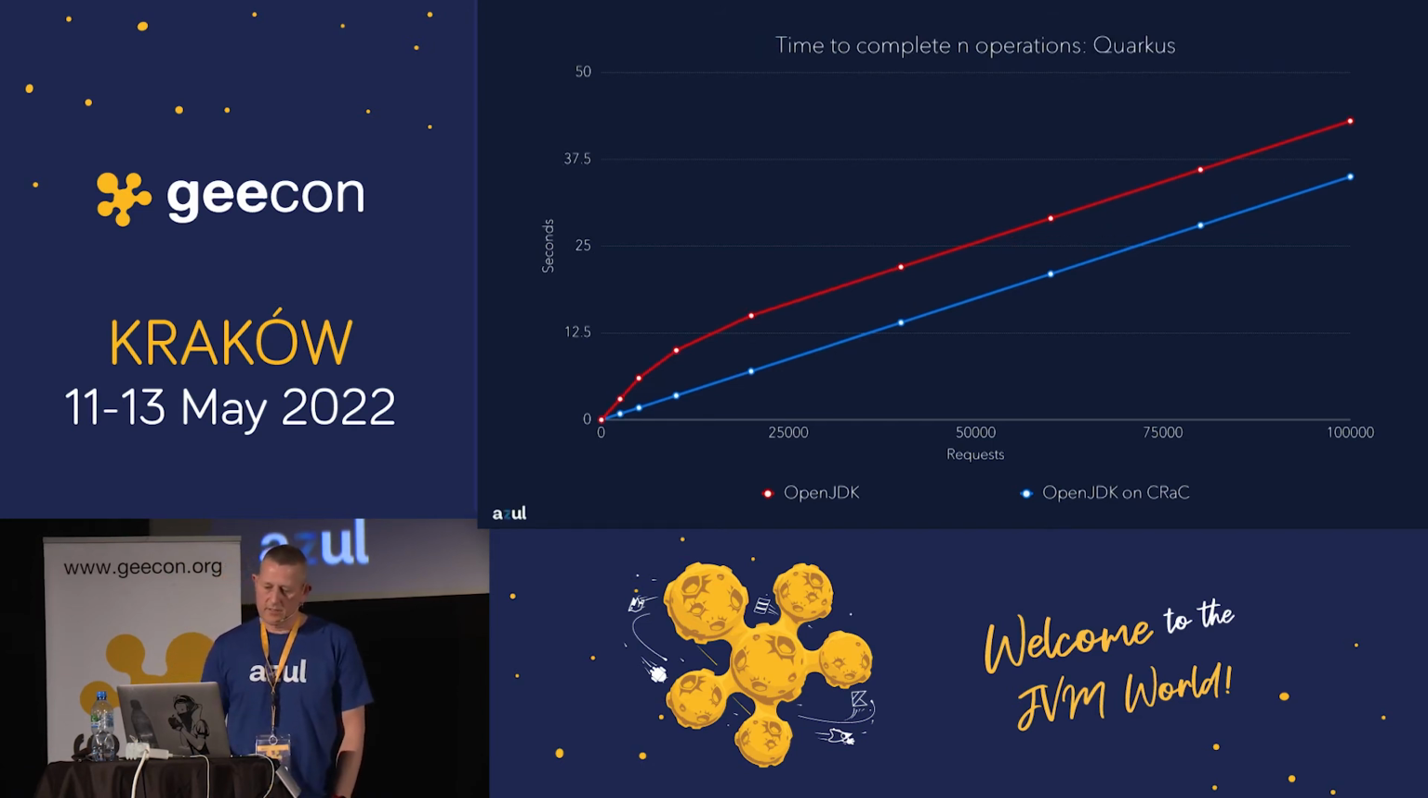And the same for Quarkus. There, the overhead is a little bit bigger in this case, but again, we see this curve in the beginning, and in the CRaC version, we don't see it. It's just there.